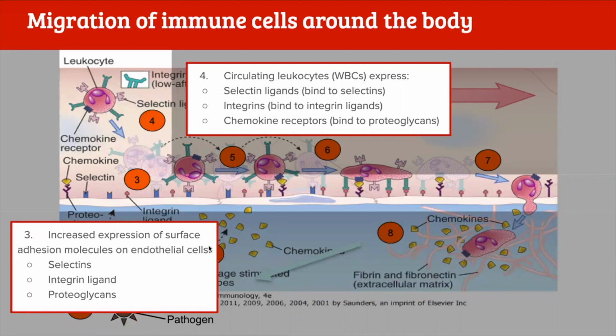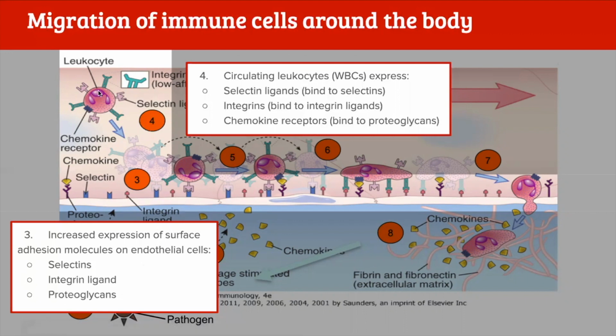3. You'll have increased expression of surface adhesion molecules on endothelial cells. Okay, so you'll have increased expression of things like selectins, integrin ligands, and proteoglycans, all on the surface of endothelial cells. 4, your circulating leukocytes, or your white blood cells, will express as well selectin ligands, which will bind to the selectins, integrins, which will bind to the integrin ligands, and chemokine receptors, which will bind to the proteoglycans.